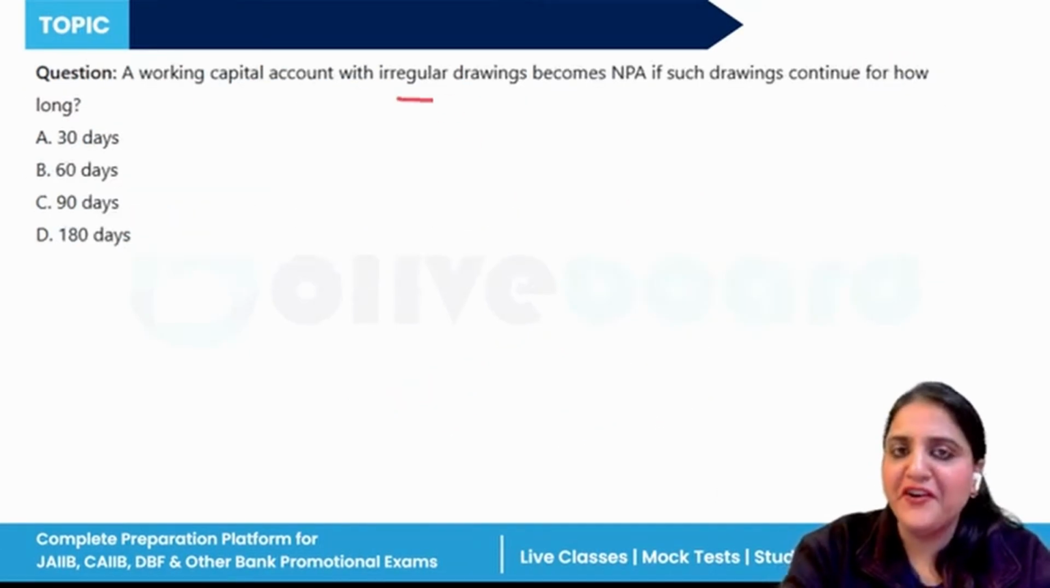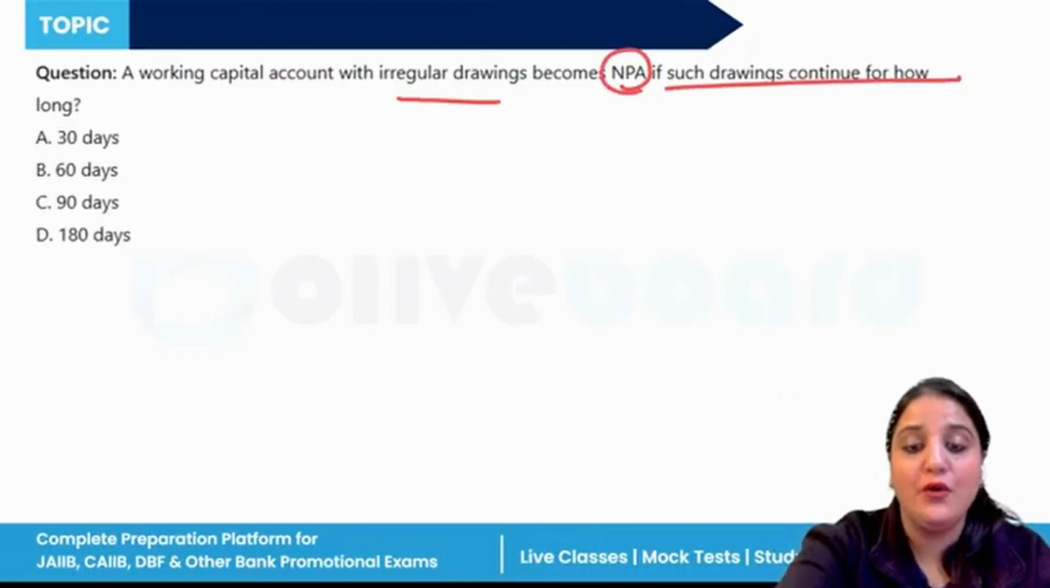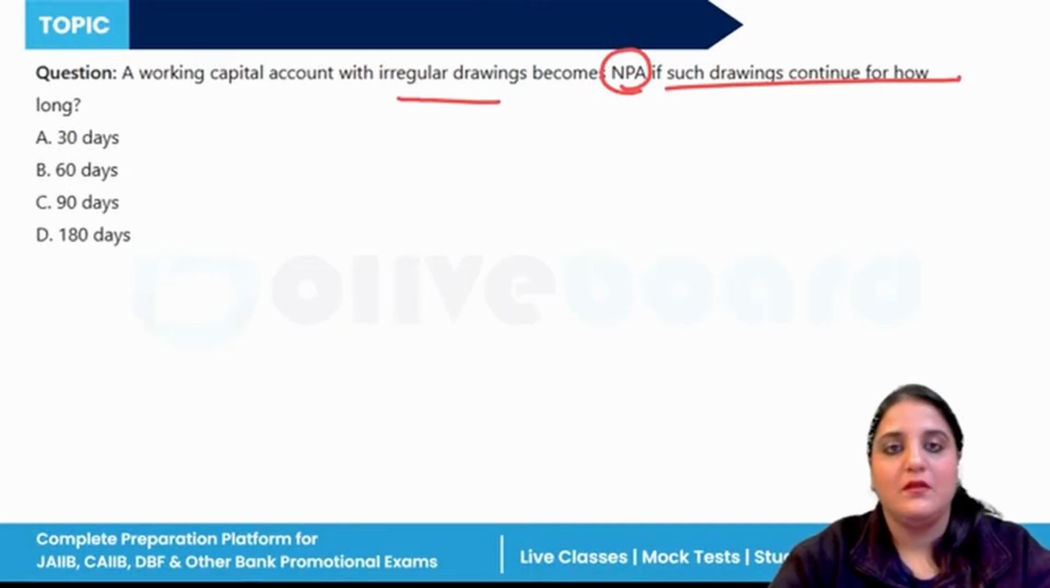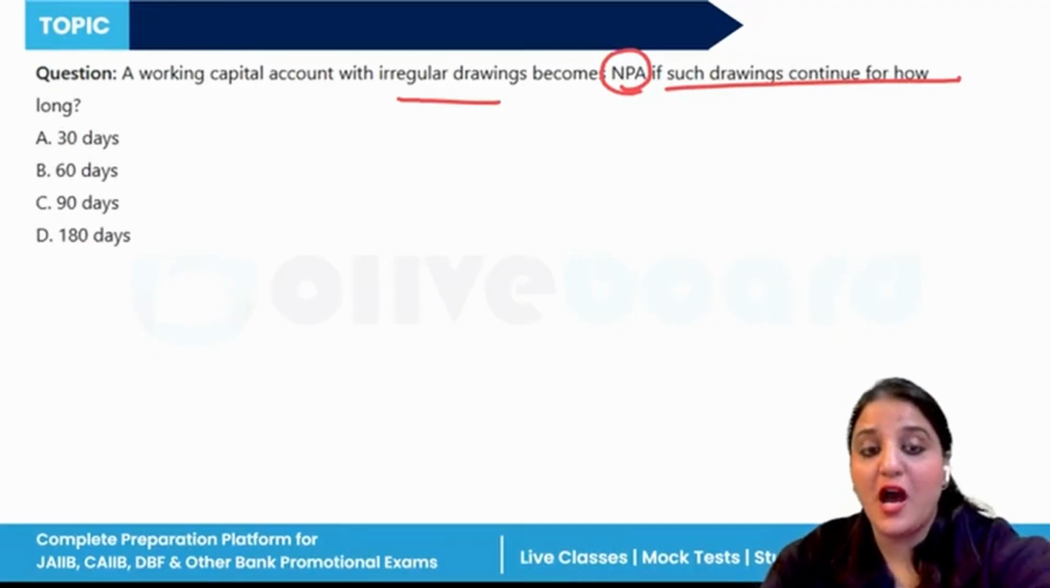Next question. A working capital account with irregular drawings becomes NPA if such drawings continue for how long?